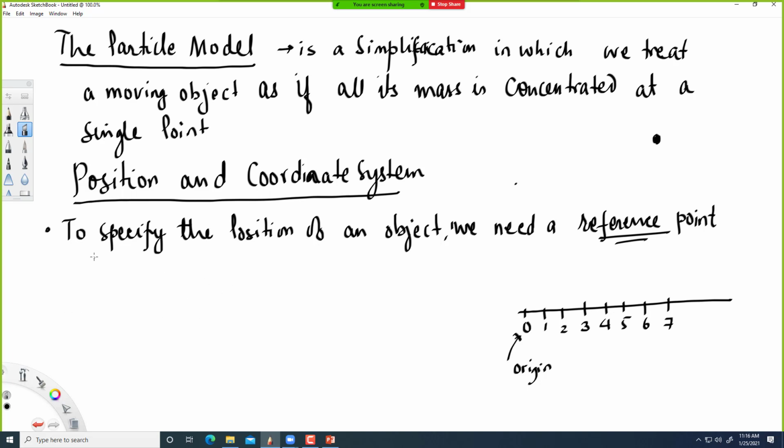So we need a reference point, and we also need to know how far I am from the origin. So I need to know the distance from the origin. And not just how far I am from the origin, I also need to know which way I am moving. I also need to know the direction, which way I am moving with respect to the origin.